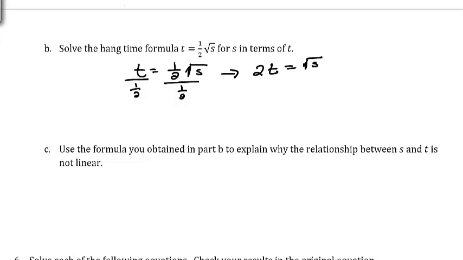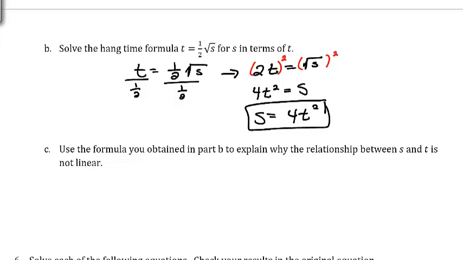And then remember, to undo a square root, we would square both sides. And 2t times 2t gives us 4t squared. And then this squaring undoes the square root, so we'll just be left with s then. So s is equal to 4t squared.